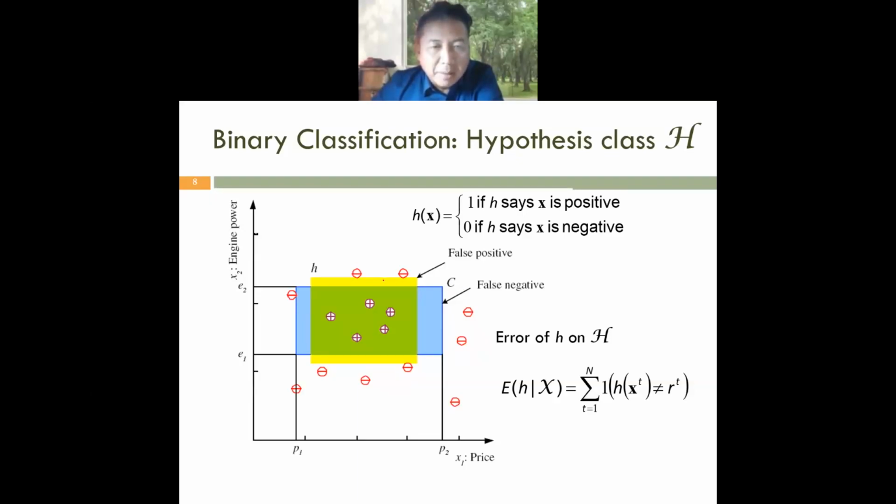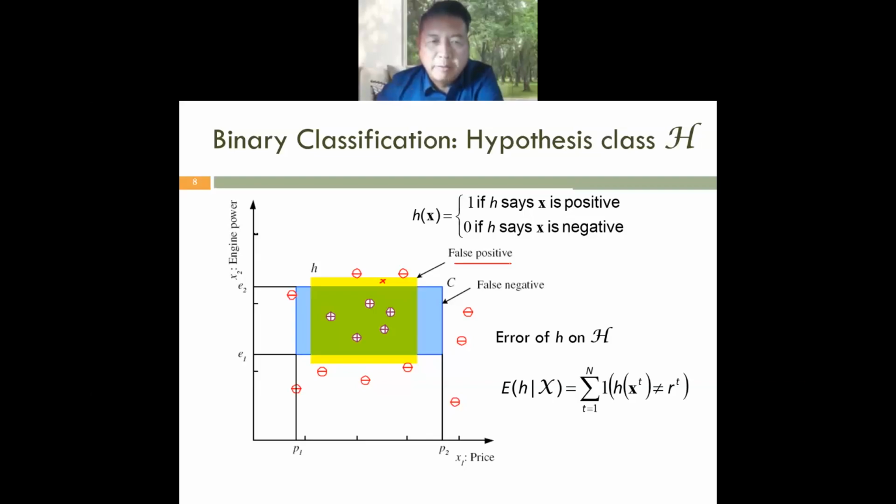For example, if the sample is here, the model makes an assumption that X is positive, because it falls within the yellow rectangle. But it is not actually positive because it falls outside the blue. So based on the classifier, it is positive, but actually it is not. This is what we call the false positive.